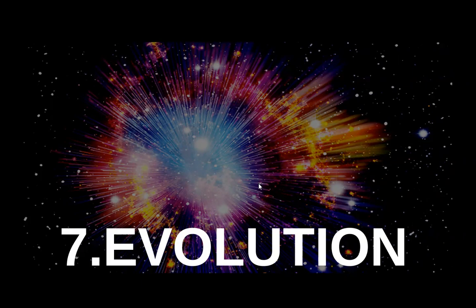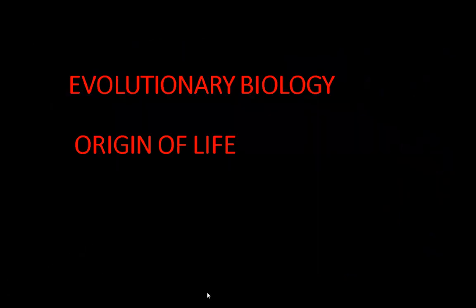This is chapter 7, Evolution, CBSE syllabus, NCERT CBSE syllabus. So there's a branch of biology known as evolutionary biology. What is evolutionary biology? It's a study of the history of life forms on Earth. Here they study the history of life forms on Earth.